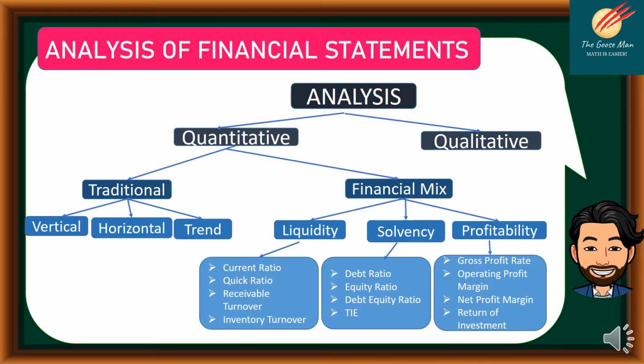If we will recall the analysis of financial statements, we can have actually two things. We have the quantitative, meaning to say that is measurable. On the other one, qualitative, meaning to say observable. Under quantitative, we have traditional. It means we have vertical, horizontal, and the trend analysis. On the other hand, we will talk about the financial mix ratio, such as liquidity, solvency, and profitability ratios.